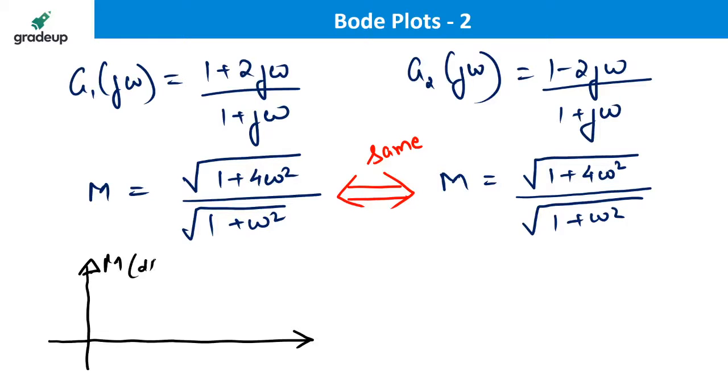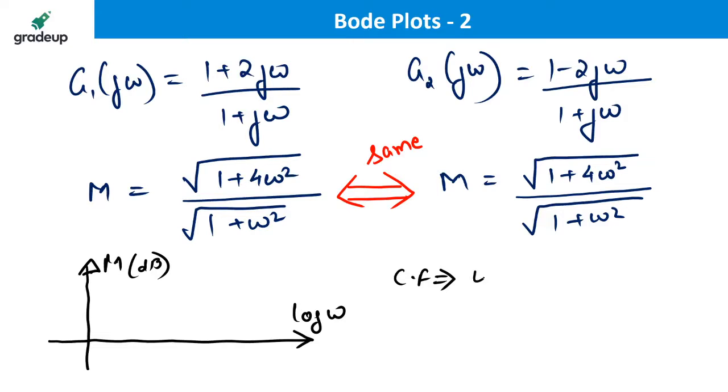So this is, suppose, the magnitude in decibel. This is your log omega axis. Why is it the same for both? Because the magnitude functions are the same. What are the corner frequencies? In short, I am solving this Bode plot problem.